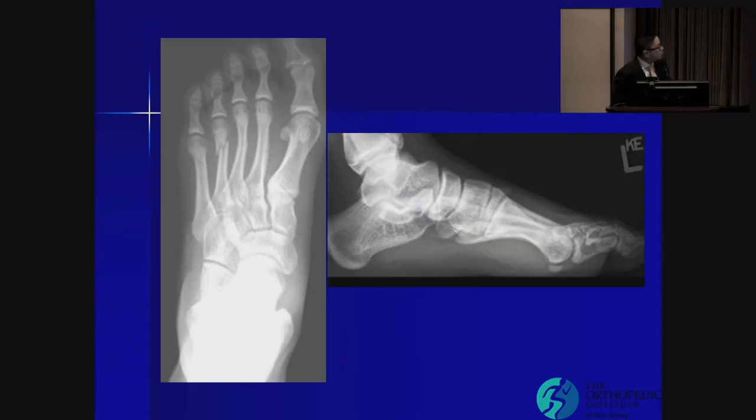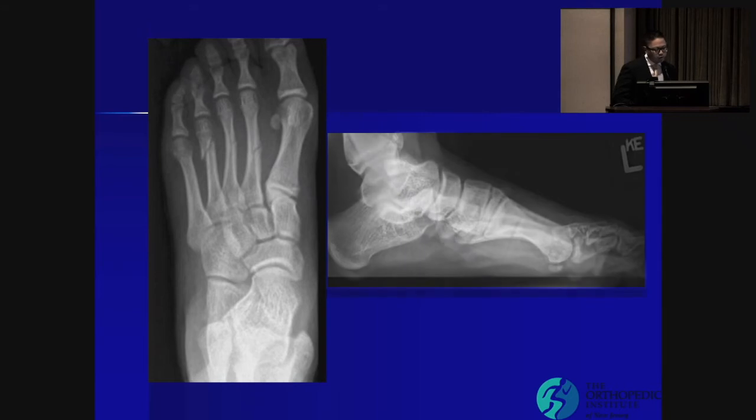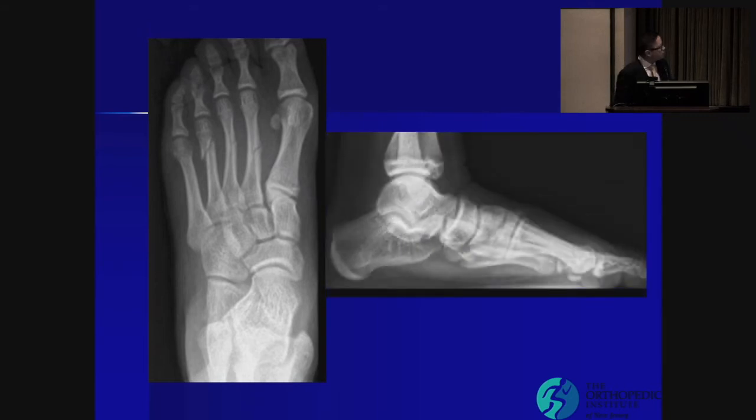Here's a non-displaced fracture of the second and third, minimally displaced in number 4, placed in a cam boot, and in about a month, you see healing in 2 and 3, and 4 is still lagging behind, but this case eventually went on to healing.